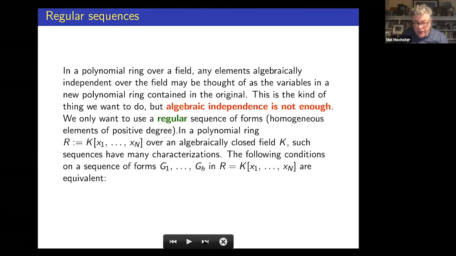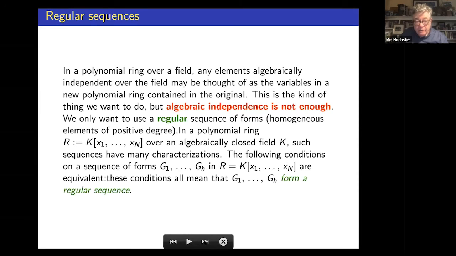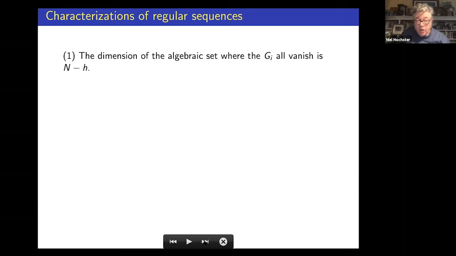Then the following conditions are equivalent. So first, the dimension of the algebraic set where they all vanish is n minus h. So you have h of them. It means that every time you impose a new condition, you cut the dimension of the vanishing set down by 1. By the way, the regular sequence is used with a different general meaning in commutative algebra, but this is equivalent in the polynomial ring case.